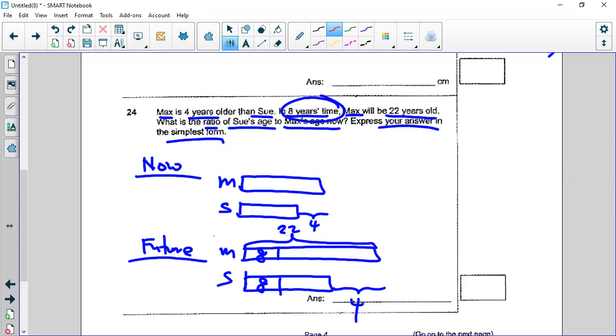22 minus 8 is 14. Then 14 minus 4 is 10. This is your method already, which is your model drawing. So if Max is 14 years now, Sue is 10 years now. So can we find the ratio of Sue's age to Max's age now, which is 10 is to 14? Divide by 2 and 14 divided by 2, so your answer is 5 is to 7. I want you to think of your method. This question you can apply a method because it's an age problem. So what method is that? Before and after model.